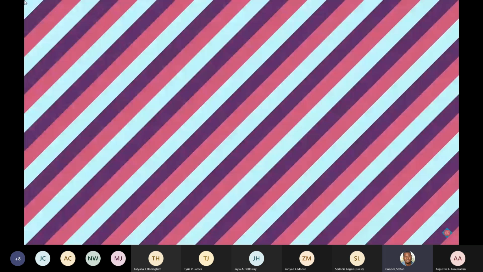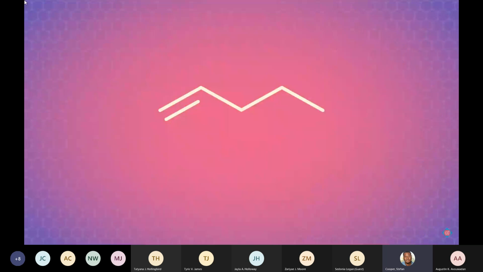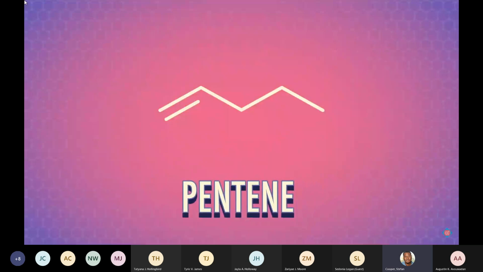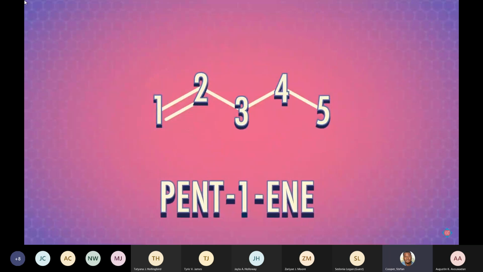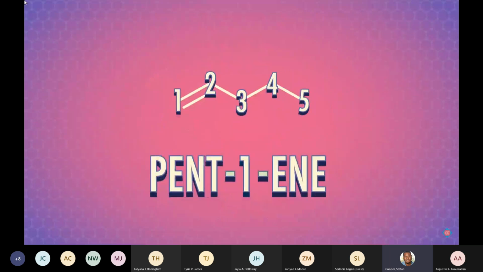For example, the longest chain in this molecule is a 5-carbon chain, so the root is pent. Because there's a double bond, we know the suffix is -ene. But we also have to number the carbons. Starting from the end closest to the double bond, that's 1, 2, 3, 4, 5. And because the double bond is between carbons 1 and 2, this compound is pent-1-ene. Notice the punctuation here. We stick dashes around the number.